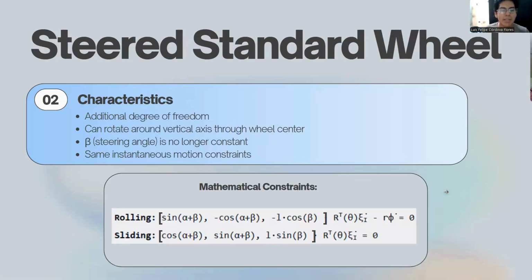Then we have the steering standard wheel. It has the characteristic that it adds a degree of freedom, allowing rotation around the vertical axis. Therefore, the angle beta is no longer constant, but essentially, the instantaneous motion constraint will not be affected. We can see below here the mathematical expression. It is the same for this type and for the fixed standard wheel.